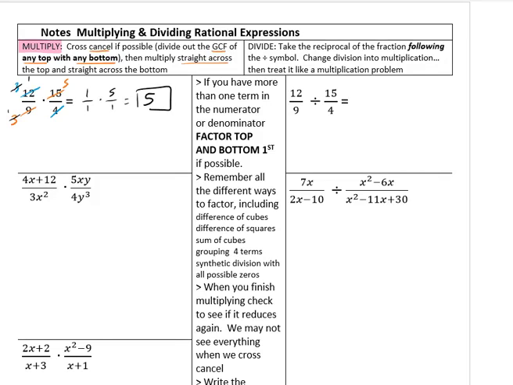If you multiplied it straight across instead, you would have gotten 12 times 15 over 9 times 4, 180 over 36. And if you divide both by 36, you would get 5. Although that may be easier when you only have numbers, we're going to be getting into expressions with different variables. And simplifying first is what's going to make it a lot easier.